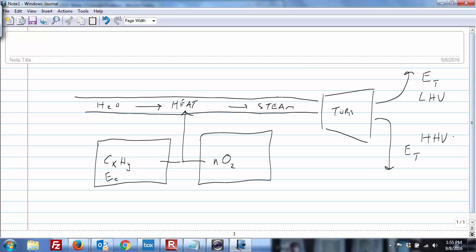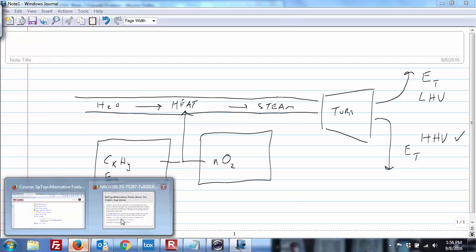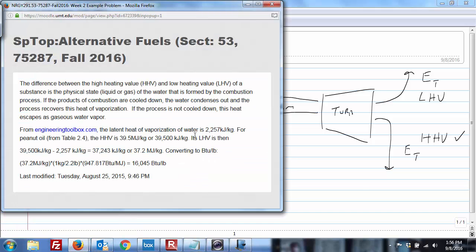So if you're looking for a more efficient means of combustion, you're going to want to use the HHV. Now, this little problem is not even going into that much detail. All it's asking you to do is convert from megajoules per kilogram to BTUs per pound. So I'm not going to write this out, but you can just see at this point it's just a matter of keeping track of units.